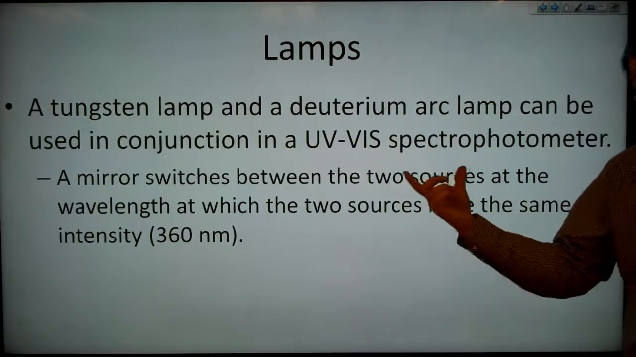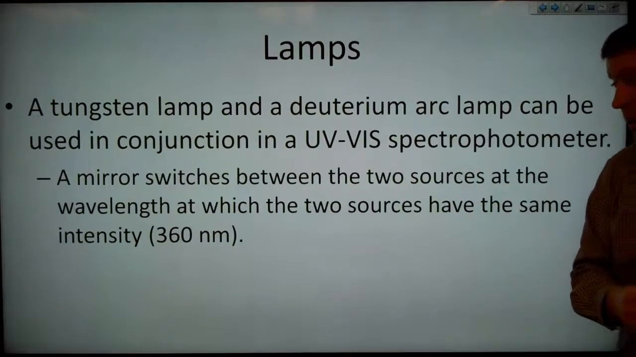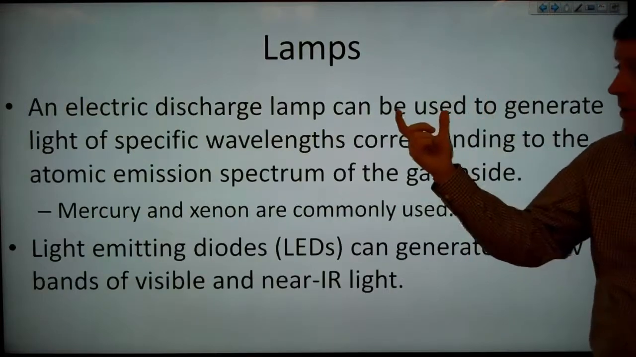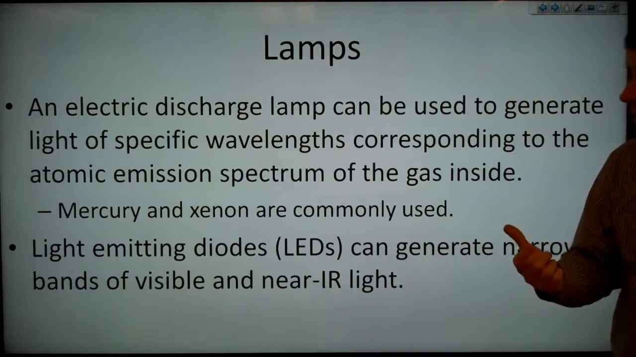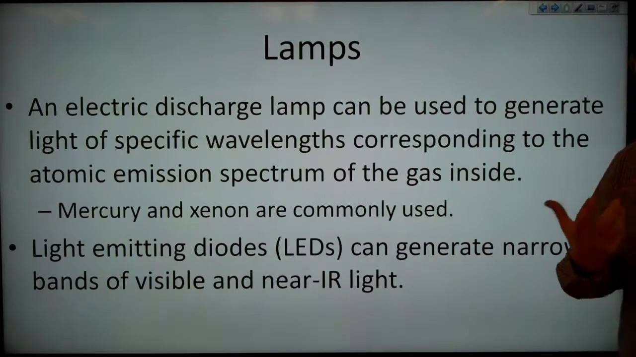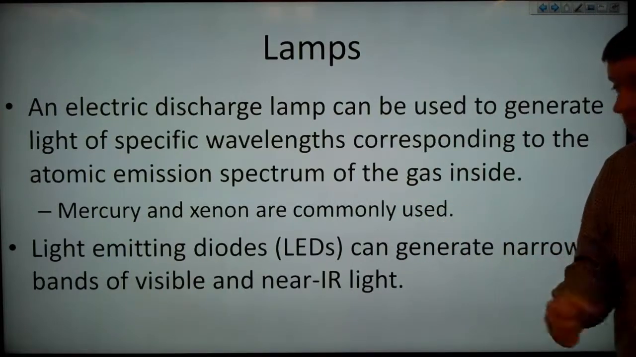A tungsten lamp and a deuterium arc lamp can then be used in conjunction in a UV-VIS spectrophotometer, where a mirror is switching between our two sources at the wavelength at which the two sources have the same intensity, which is 360 nanometers. And an electric discharge lamp can be used to generate light of specific wavelengths corresponding to the atomic emission spectrum of the gas that's inside that lamp. Mercury and xenon are often used here.